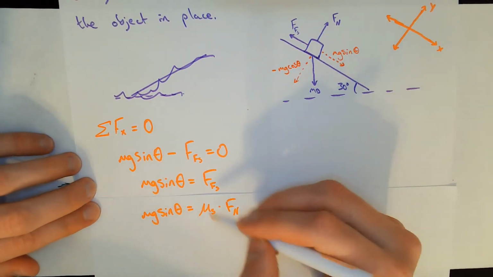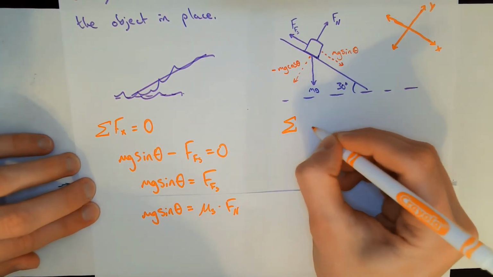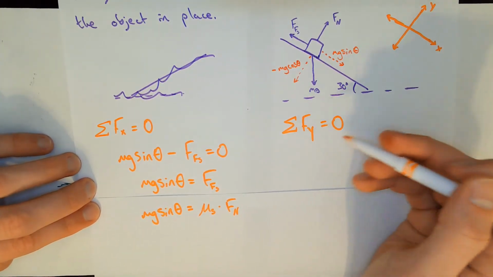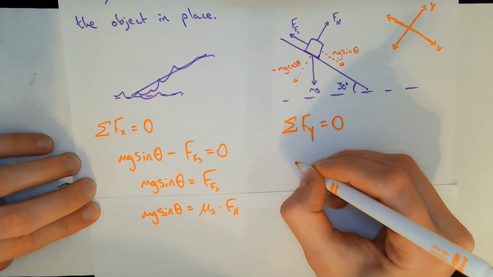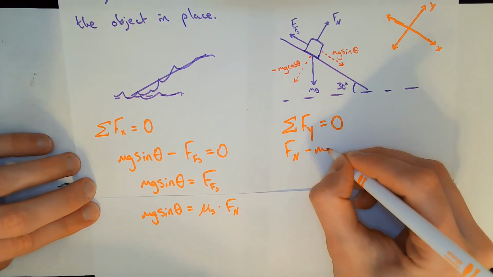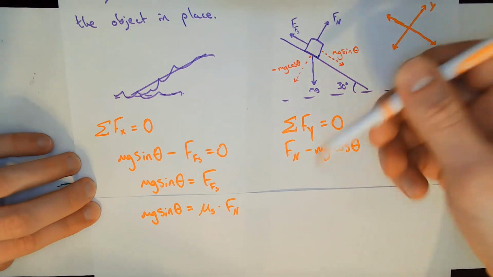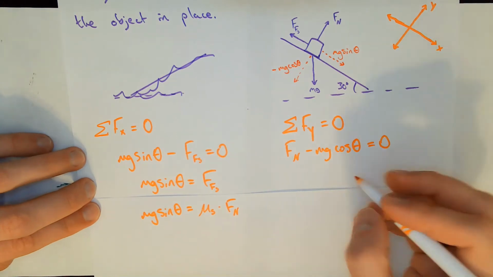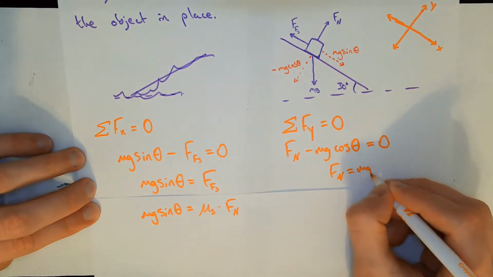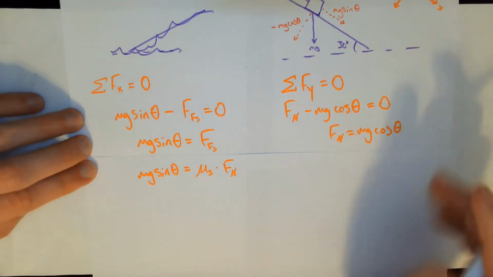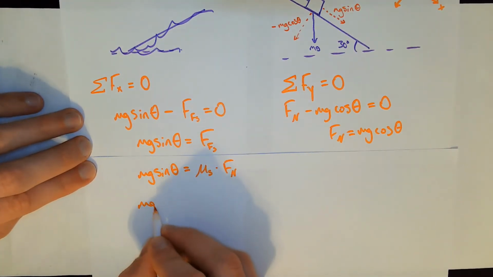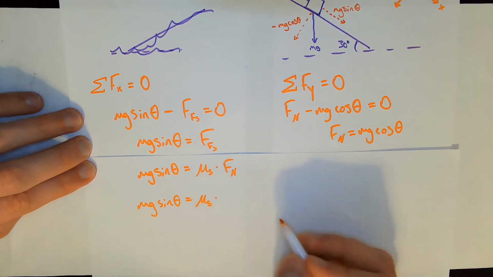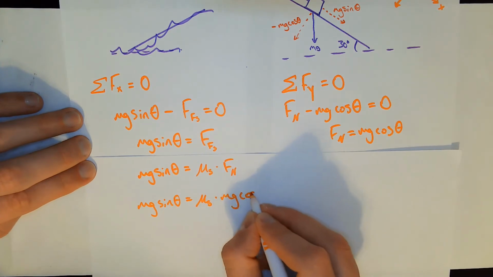Okay, and I think that's about as far as I can get there. Probably need to find my normal force by going over here to the y direction, where the sum of the forces is still 0. So I'm going to have my normal force minus that mg cosine theta, that's the stuff happening in the y direction, equal to 0. Normal force then is equal to mg cosine theta. Now plug that in over here, I'm getting mg sine theta is equal to mu sub s, that coefficient, times mg cosine theta.